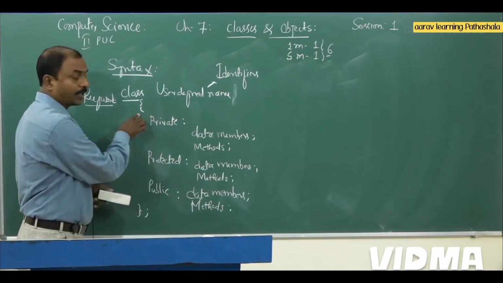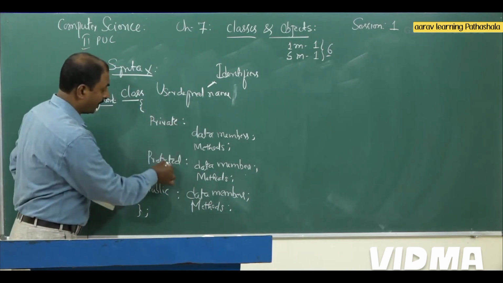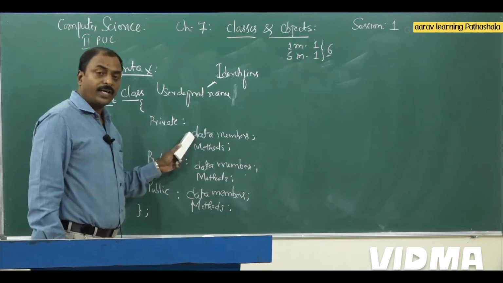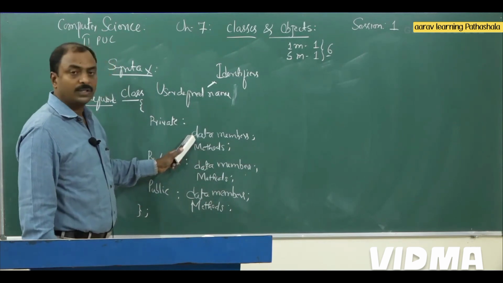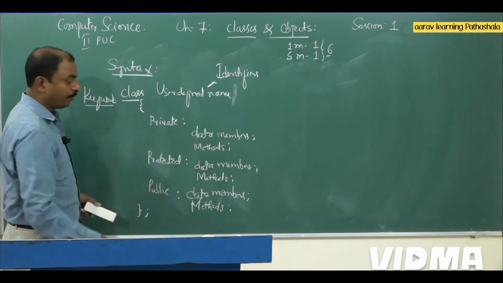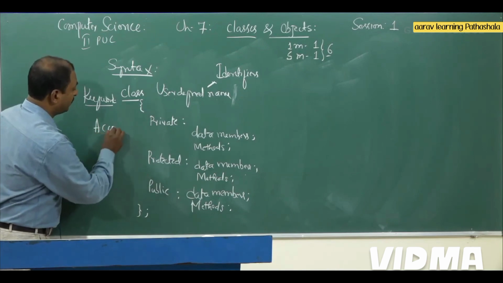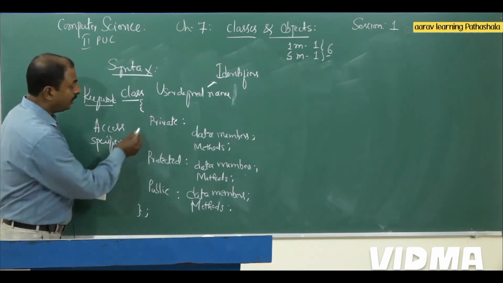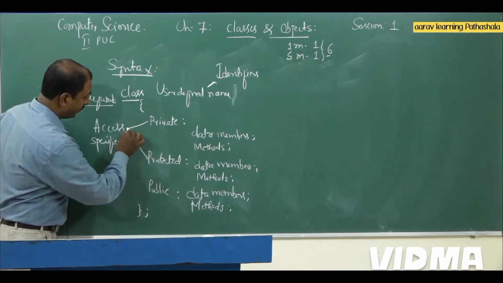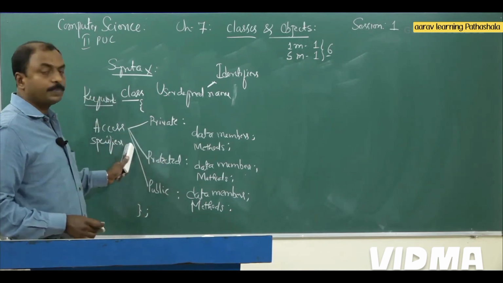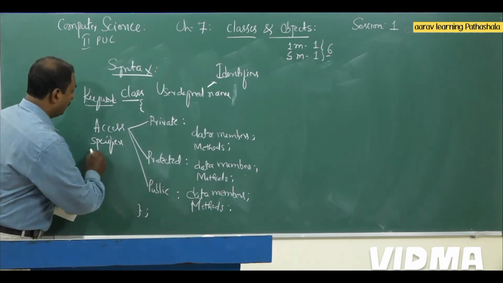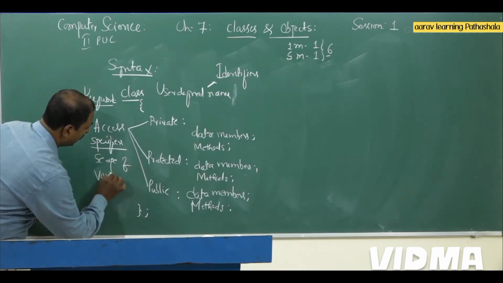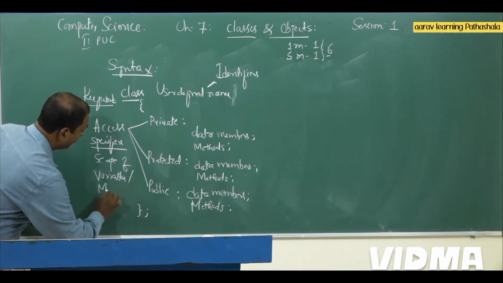After this, open this flower bracket, and here private, protected, public. These variables as well as methods we can define or declare in three ways. They are private, protected and public. They are called access specifiers. These three are access specifiers, and these specifiers will define the scope of variables or data members as well as methods.